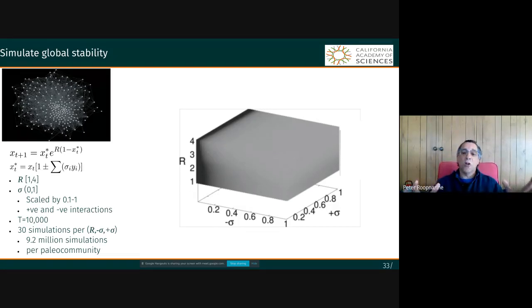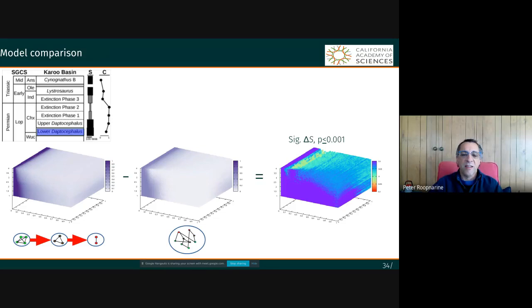And then we look overall and we say, okay, I have one community here, I have another community here. We look at all possible circumstances, how do they differ? And to do that, we literally subtract one model from the next. So on the left here, the first purple one is a real community. On the right, we subtract from it the global stability of a random community. And then over on the extreme right shows the areas where they differ statistically.